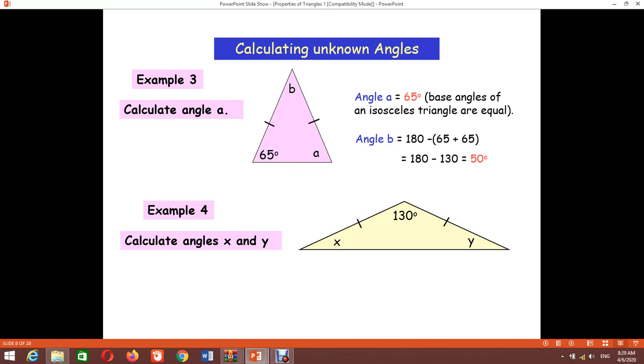The fourth example, we are being asked to calculate angles X and Y. We could see that two sides are parallel.